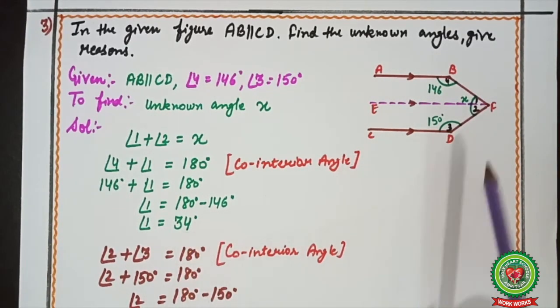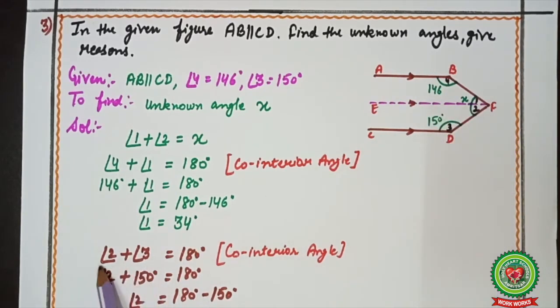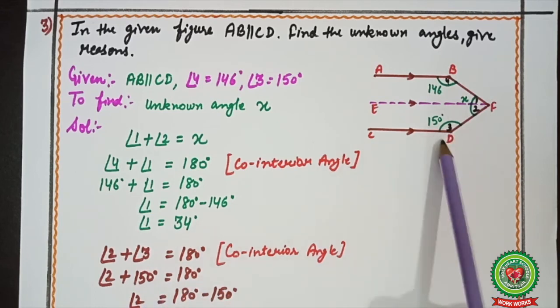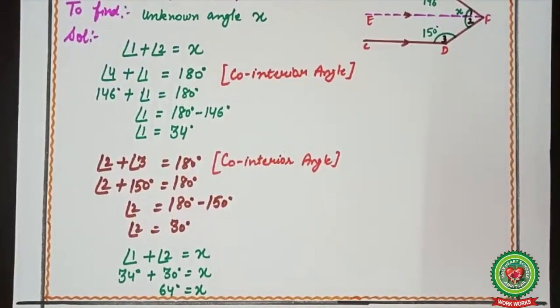Now next, angle 2 plus angle 3, again a big bracket is forming, right? So you will write angle 2 plus angle 3 is equal to 180 degrees. Again these are co-interior angles. So you will put in the values of the angles. Angle 2 will remain angle 2, plus angle 3 is 150 degrees, equal to 180 degrees. Now angle 2 is equal to 180 degrees minus 150 degrees, which is equal to 30 degrees. Alright, so here we have found both values, angle 1 and angle 2.